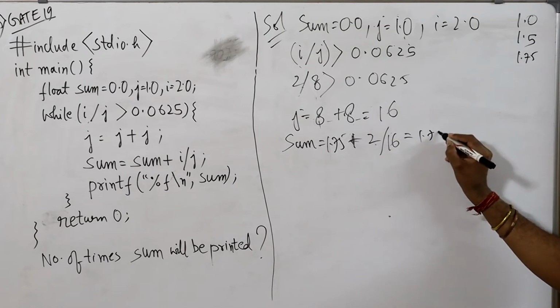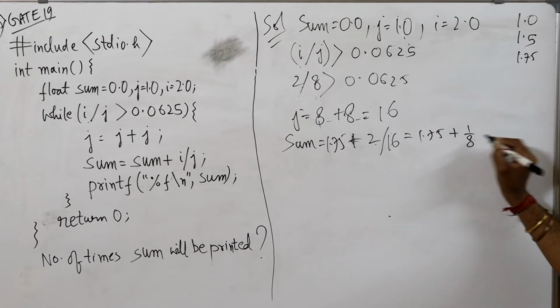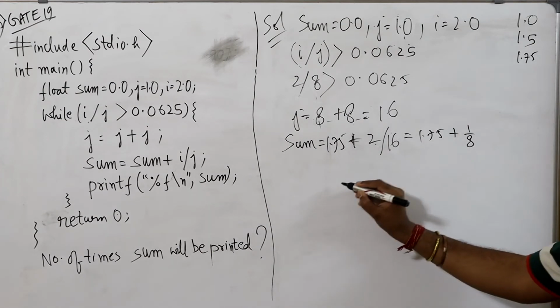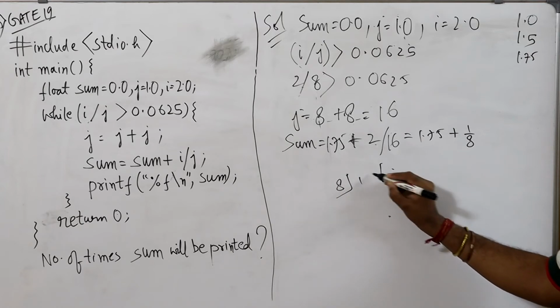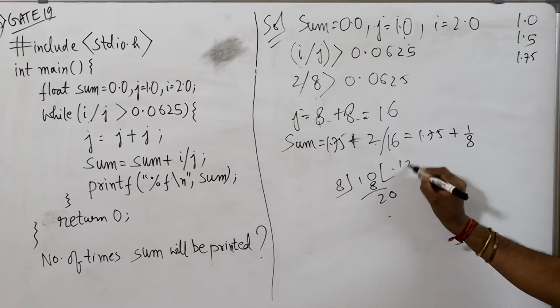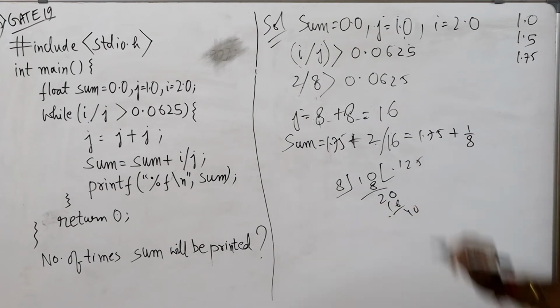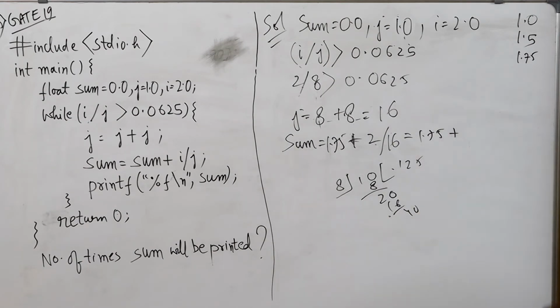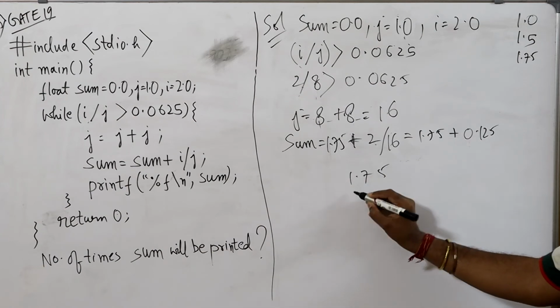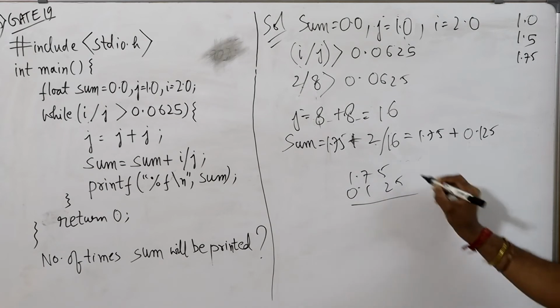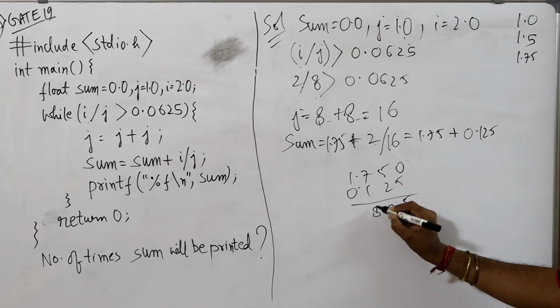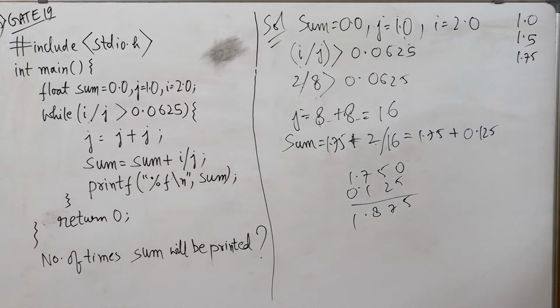So 1.75 plus 1 by 8. Okay, so just calculate it. What is 1 by 8? The value of 1 by 8 is 0.125. Okay. So just evaluate this: 1.75 plus 0.125. So what will you get? You will get 1.875. Fine.